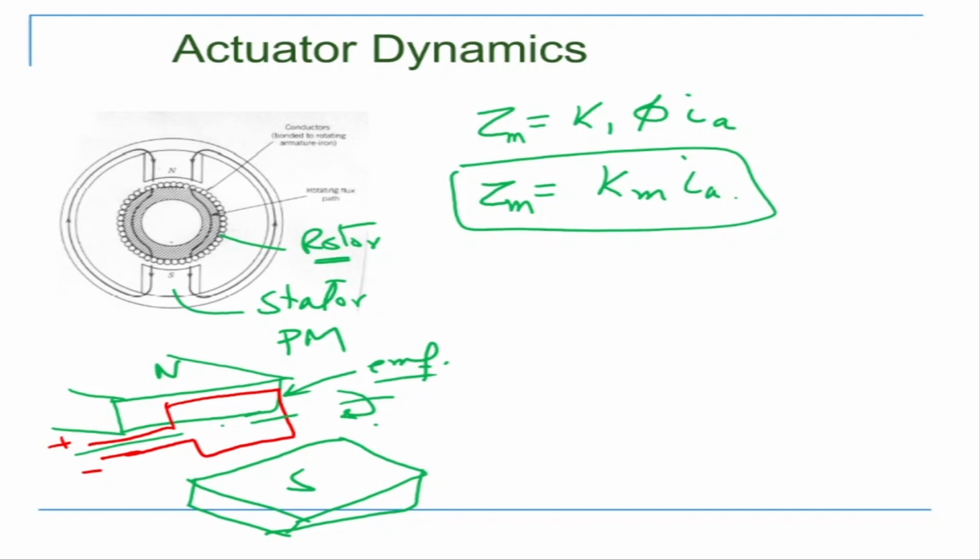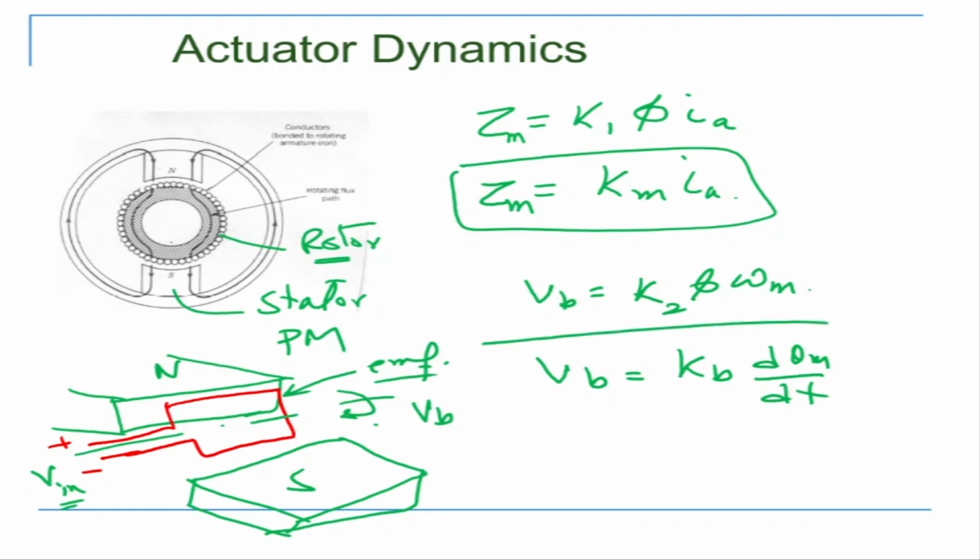induced in that conductor, and this EMF is called the back EMF. So there are two voltages. One voltage is the voltage I'm giving as input here. I can call it V in. And because this conductor is rotating in a magnetic field, there is going to be an EMF induced in the conductor, which is going to oppose this V in. That is called the V back, which is VB. Now the V back is equal to K2 into phi into omega m. So the back EMF is proportional to the angular velocity at which the motor is rotating. So VB is equal to KB into d theta m by dt. So this is the second equation.